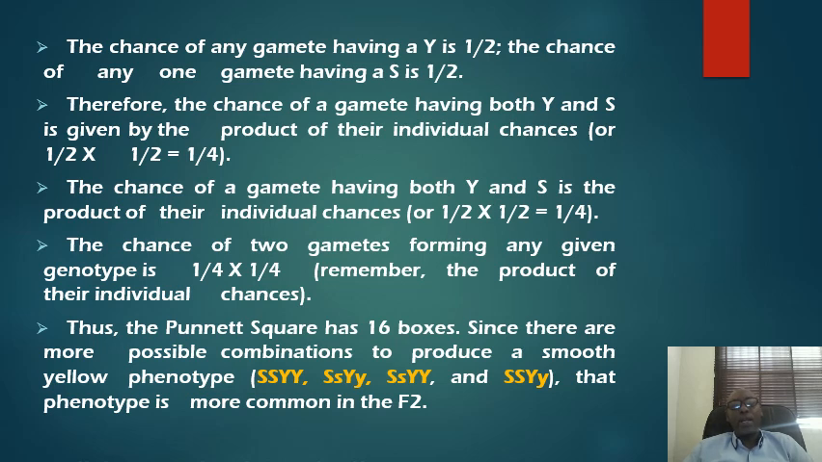And the chance of any one gamete having capital S is 1 over 2. It's either smooth or wrinkled. Therefore, the chance of a gamete having both yellow and smooth is given by the product of their individual chances, which is 1 over 2 times 1 over 2, giving 1 over 4. And the chance of a gamete having both small y and small s is the product of their individual chances.